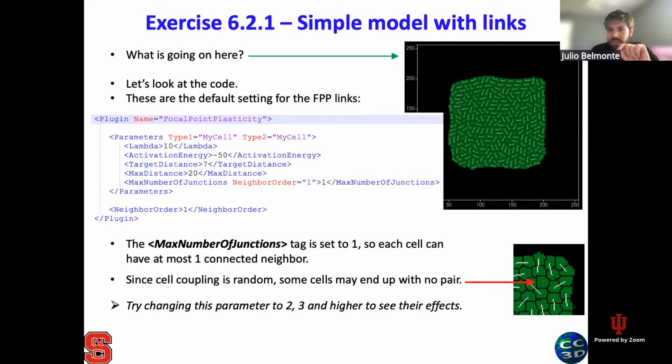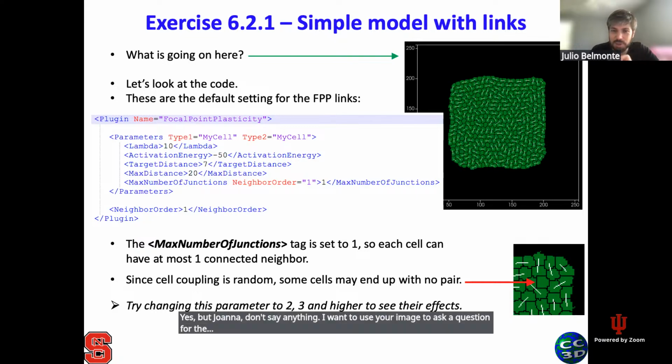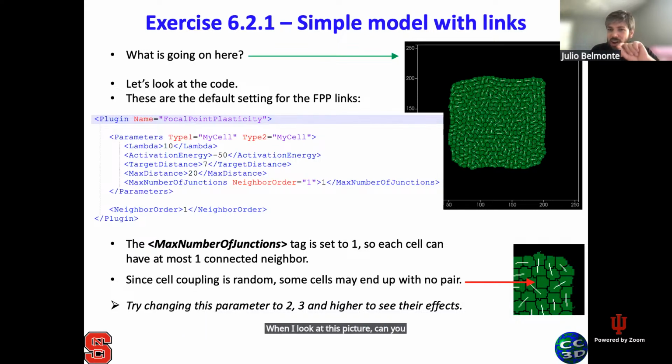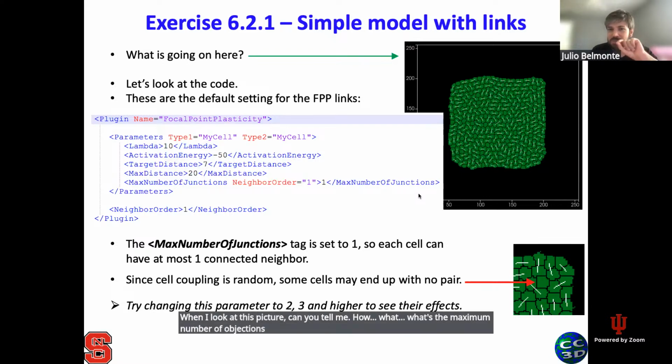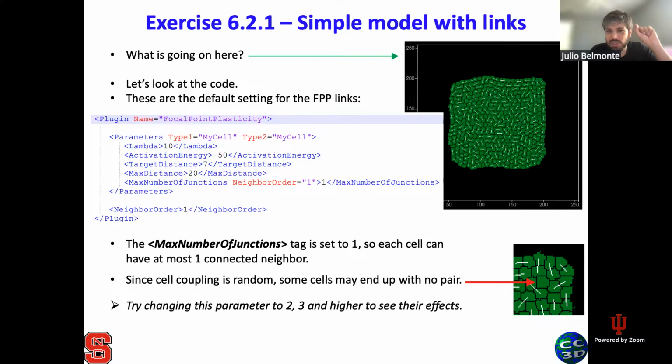Okay, so we have our first picture from Joanna. But Joanna, don't say anything. I want to use your image to ask a question for the people. Please look at the image from Joanna. Look at this picture. Can you tell me what's the maximum number of junctions that she chose? Did Joanna choose 3, 2, 4, 5, 1?